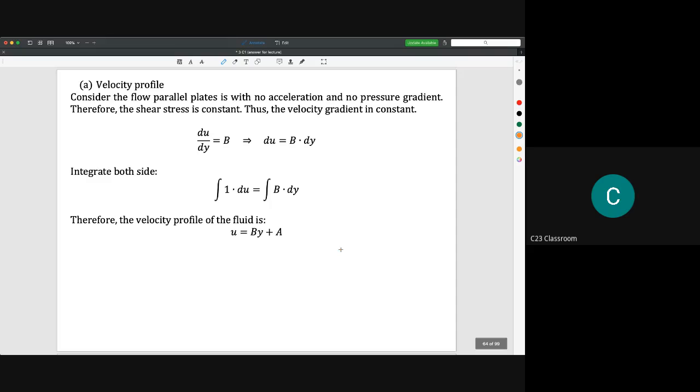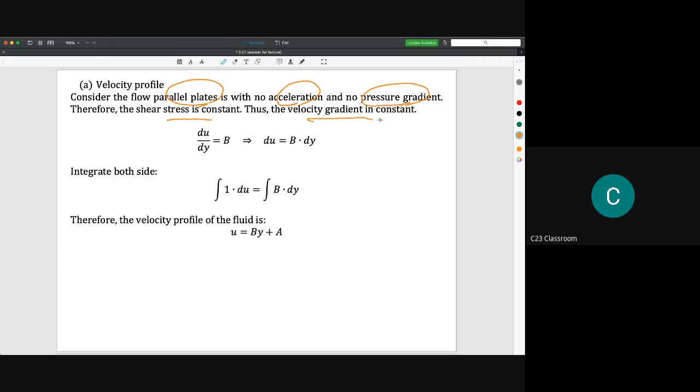We assume the flow is between parallel plates like this. We assume that the velocity of the moving plate is constant, so there is no acceleration, and we assume that this situation is open to atmospheric pressure, so there is no pressure gradient. Then we can assume that the shear stress is constant and the velocity gradient is also constant. This is the simple assumption.